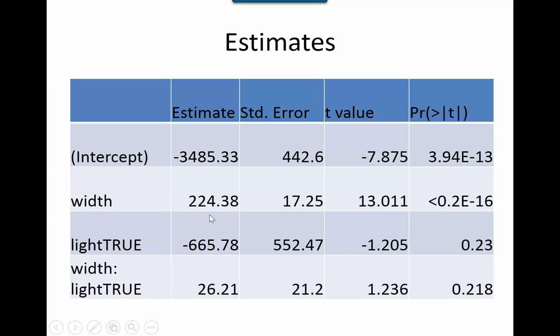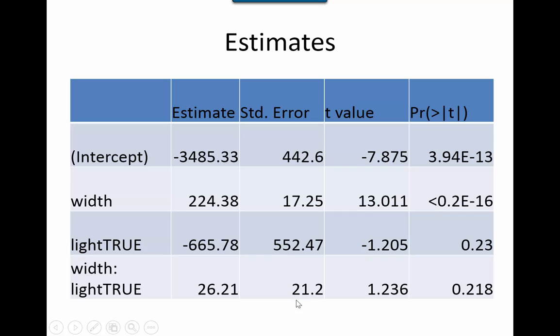Now, those are the four numbers that I've shown you before. We've actually got some new numbers here that we haven't talked about yet. Associated with each of these estimates is a standard error, which is just like calculating the standard deviation of a distribution. The standard error gives us a sense of how variable, or what is the spread of the distribution of our estimate. And so 442, 17, 552, 21.